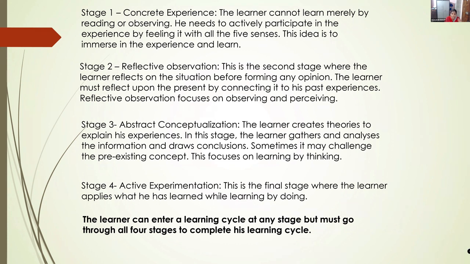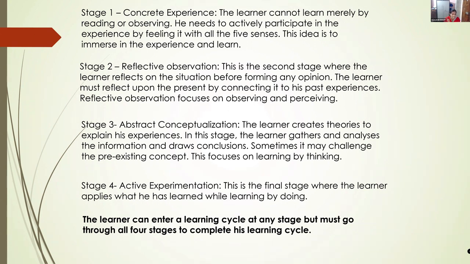Stage three is the abstract conceptualization. So once they experience, once they ask questions like that, they will come to some conceptualization. The learner creates theories to explain his experiences. In this stage, the learner gathers and analyzes the information and draws the conclusions. Sometimes it may challenge the pre-existing concept. Whatever the concept they have learned, they compare it, and sometimes they may have some challenge also. So this focuses on learning by thinking. Now they are actually thinking how to work out the problem.